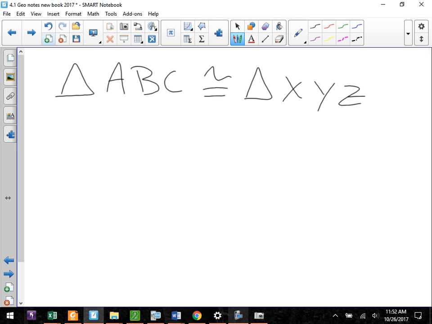Now, when you write out what's called a congruency statement, it's basically telling you the specific order in which things match up. Triangles. How many angles are in a triangle? 3. How many sides are in a triangle? 3. That was a real tough one. Okay.